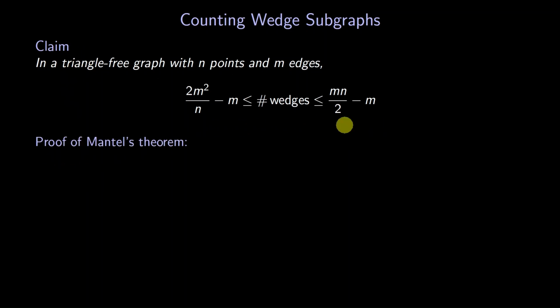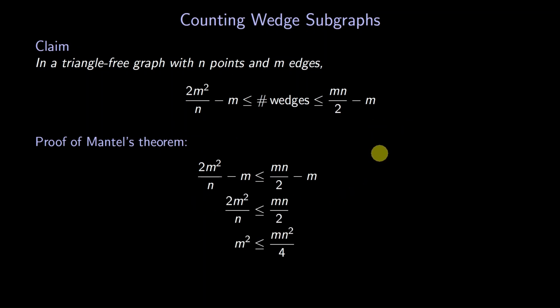Directly from the claim, we get this inequality. Solving for m, the number of edges, gives the following sequence of inequalities. And so indeed, the number of edges is at most n squared over 4. Mantel's theorem was the first result in extremal graph theory. It's since been extended in many ways.